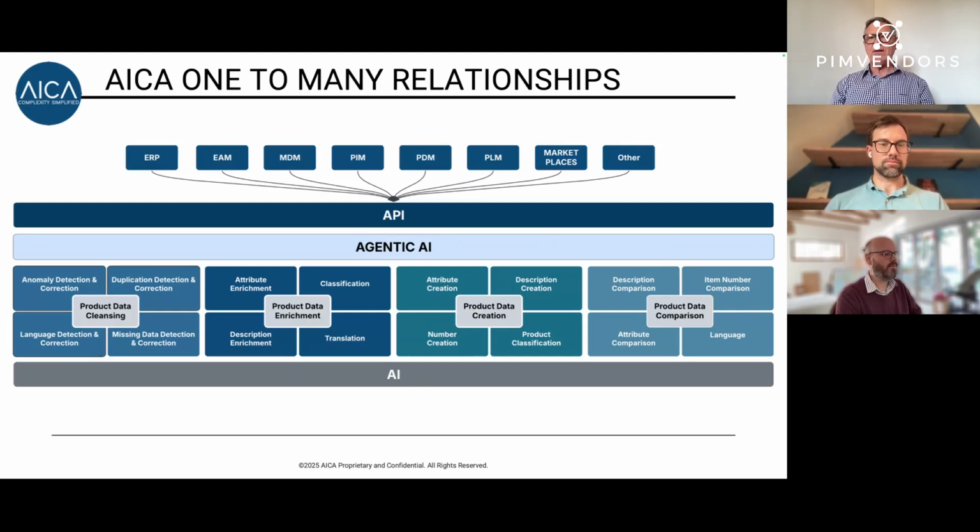Now, if we haven't done that, we would have been a ChatGPT or a Perplexity or Grok or whatever that gives you a 30% accuracy. We operate above 80% accuracy. So we trained our models and our algorithms to be able to deliver the services that lie above the AI line. And that's product data cleansing, and then the enrichment and creation and comparison.